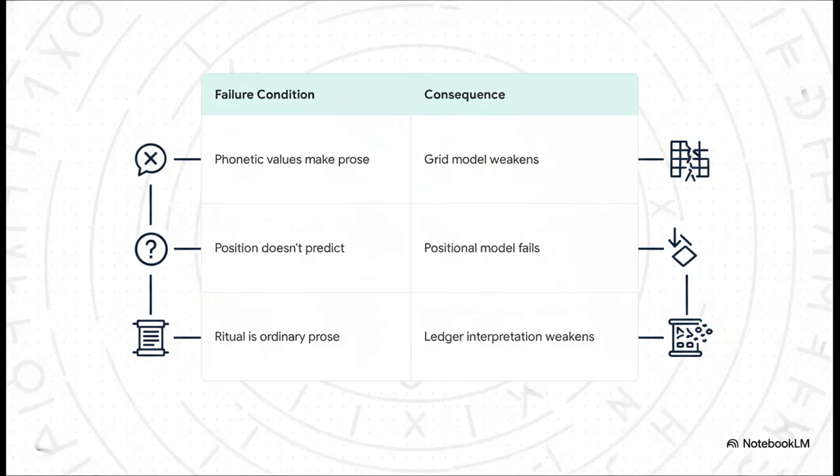For any theory to be truly scientific, you have to state exactly what would prove it wrong. This is a purely data-driven approach, so here are the exact falsification parameters. If applying simple spoken sounds cleanly resolves these tablets into standard, readable sentences, then the THD ledger model instantly fails. Or if the physical position of a sign doesn't actually predict its function, the positional model fails. It is really that simple. The theory openly invites rigorous testing.